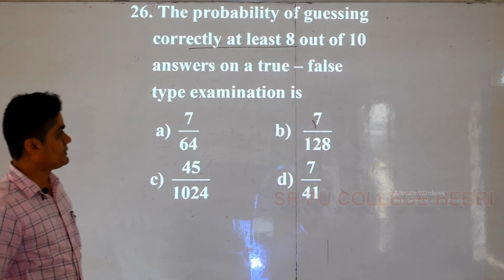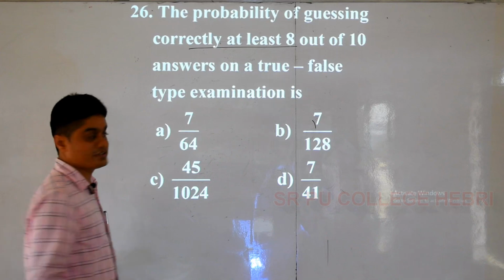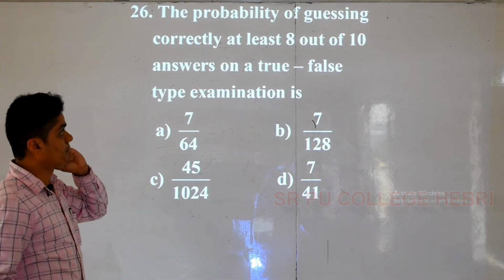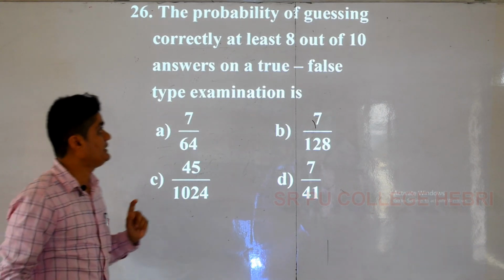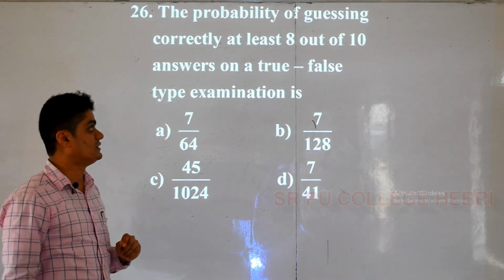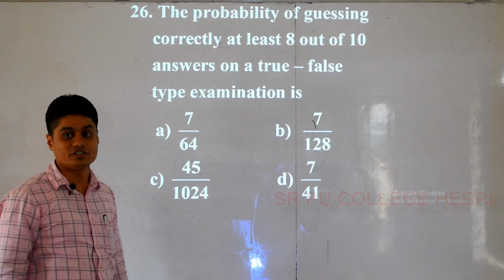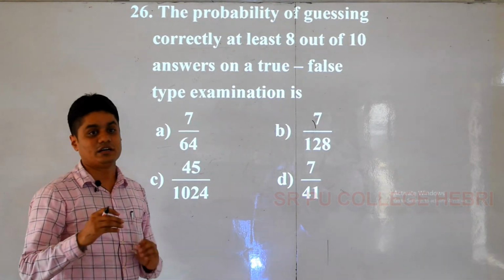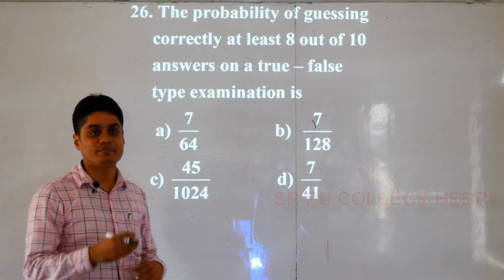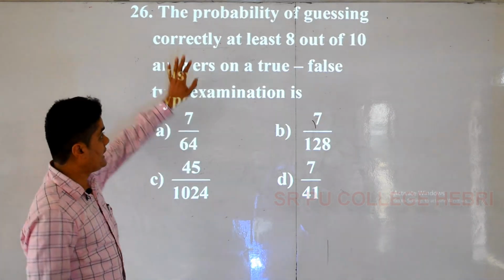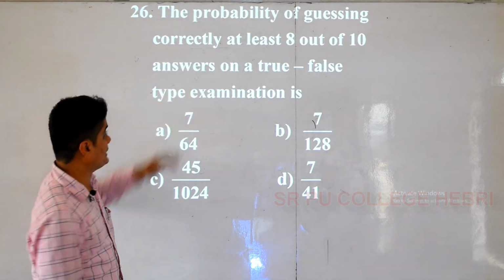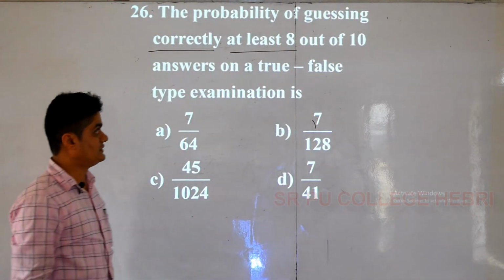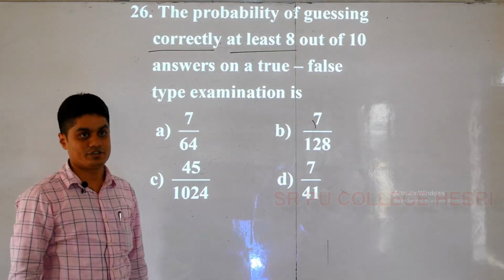Yeah, this is from probability. Very interesting question. Read once, okay? Because it is a logical thinking problem. The probability of guessing correctly at least 8 out of 10 answers on a true-false type examination. See, you will get 10 questions and you have to write the answers. Answer will be either true or false. And the question is the probability of guessing correctly at least 8 out of 10 answers on a true-false examination.